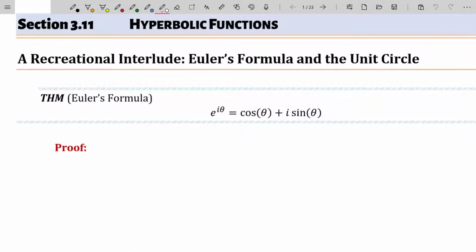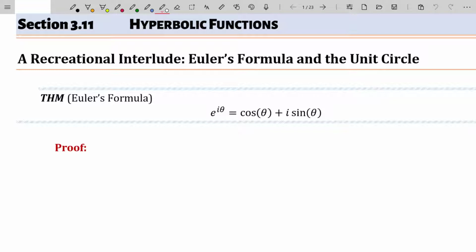It introduces a whole new style of function, and this whole new style of function is called the hyperbolic function. Now, before we go into that, I think it's very important to understand the birthplace of this style of function. And so this is an interlude. Does it mean that it's required? No, but it will allow my other videos to make more sense.